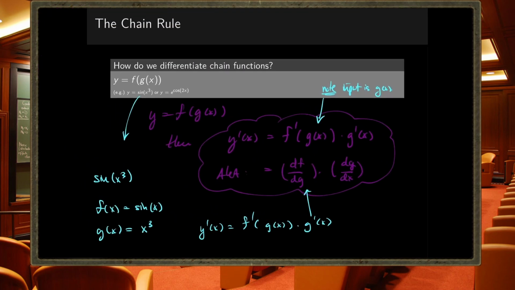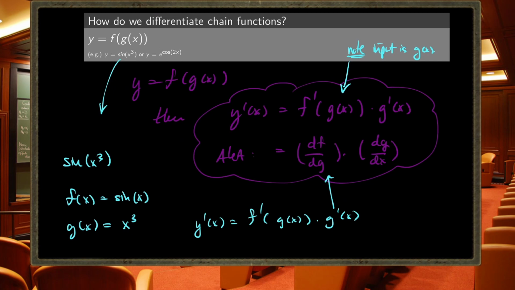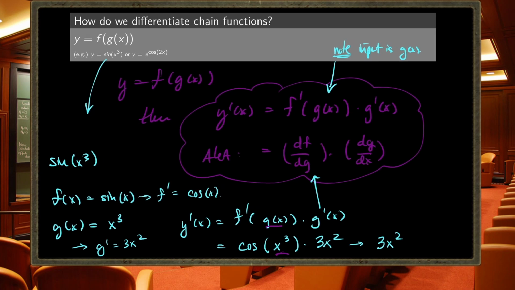Y prime then is f prime at g of x times g prime of x. Well, f prime at g of x, what's f prime? F prime is cos x, but it's evaluated at g of x. So f prime here is then cosine of x cubed, because that's my g of x, times that inner rate of change, which we want to know what g prime is. Well, we know that's 3x squared. So that's times 3x squared. And then we typically would write it like this. So that's a formula for y prime.